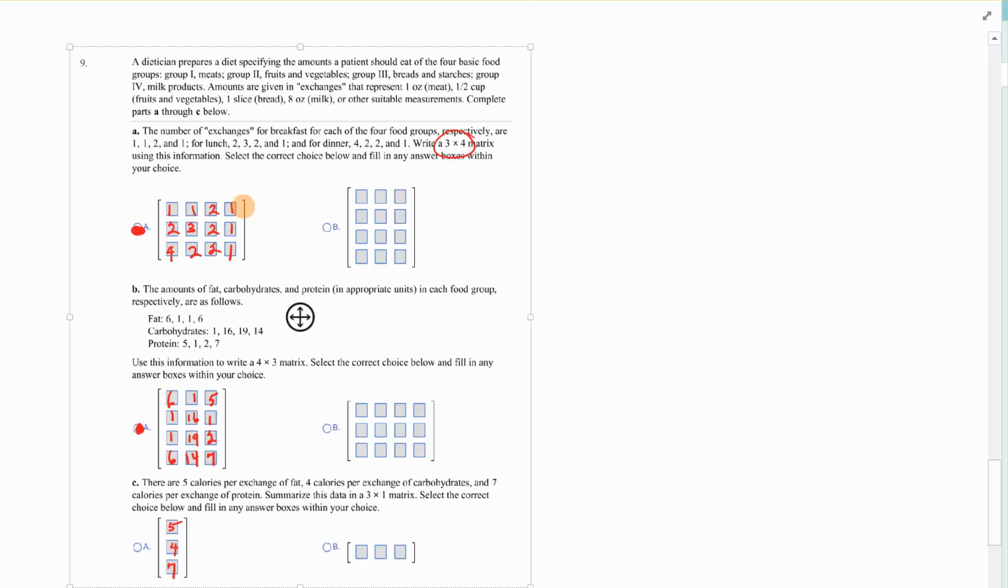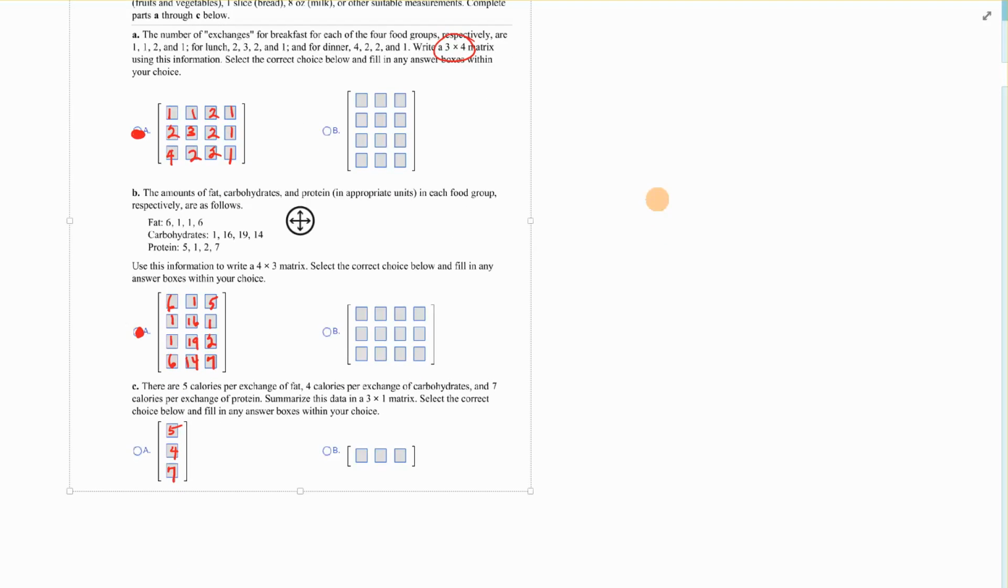All right? The amounts of fat, carbohydrates, and protein in each food group are. So they got 6, 1, 1, 6. Carbohydrates, 1, 16, 19, 14. And protein, 5, 1, 2, 7. And these are the 4 food groups. Group 1, 2, 3, 4.